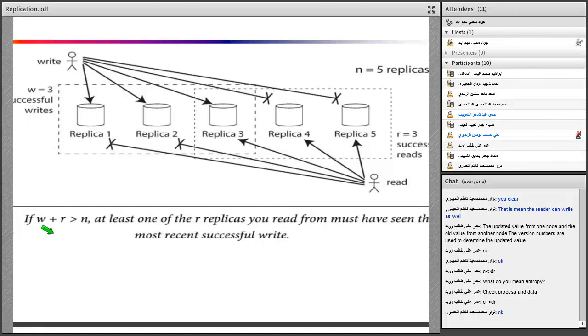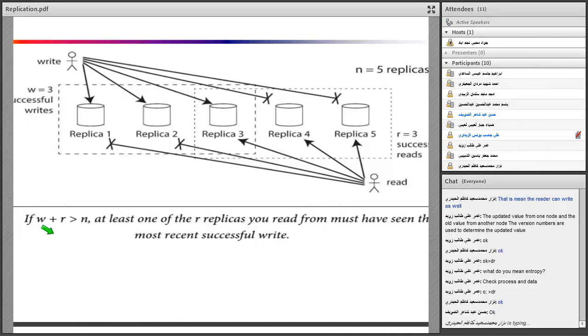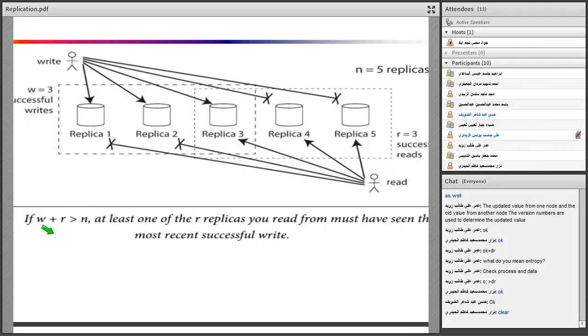Is it clear for you? Thanks, Nazar and Hassan. Thank you. What about the other students? Can you get it? Ibrahim, Ahmad, Amjad, Yasim, what's your idea? Can you get it?